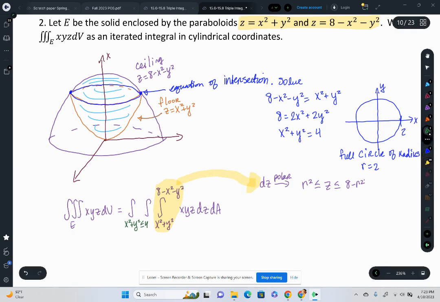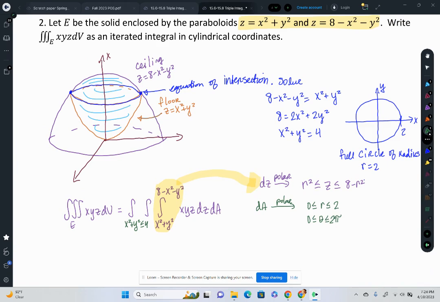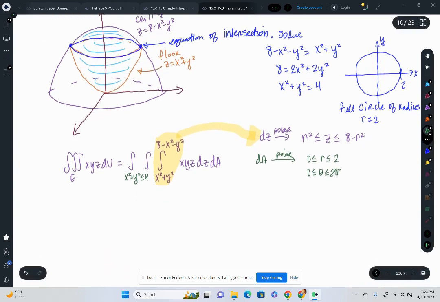Then we have the dA to polar, and that's where we have x squared plus y squared is less than or equal to 4. We have a full circle. The circle's of radius 2, so that tells me that r can go from 0 to 2, and that tells me that theta can go from 0 up to 2 pi. And these are the inequalities that describe the region that we're trying to integrate over. So now I can switch over to polar everything. Have to remember, in the integrand, x, y, z also needs to go to polar.